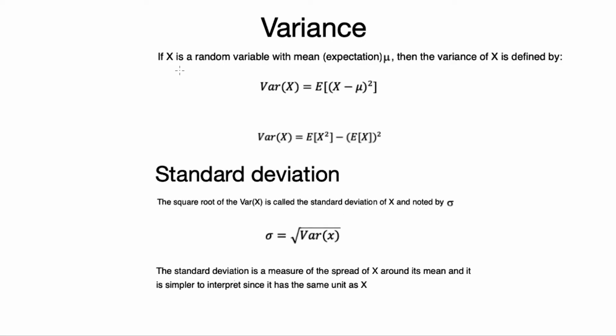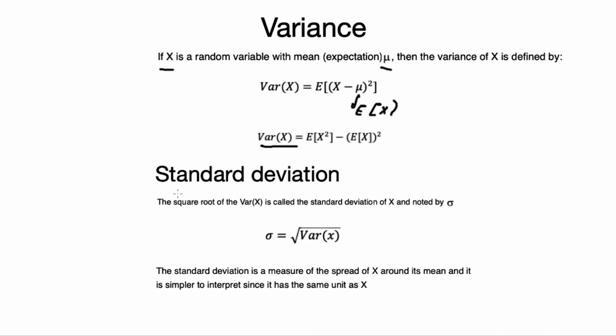The variance of a random variable X with an expectation mu is defined by Var(X) equals E of (X minus mu) squared, where mu is the expectation of X, so this is the same as E[X]. From this expression we can get a simpler expression of Var(X), and it will be easier for us to compute Var(X) from that expression rather than this expression.